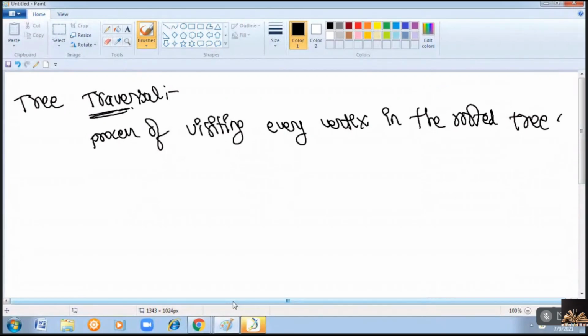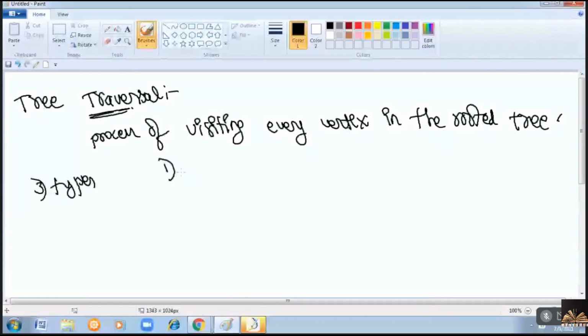You know how many tree traversal techniques we have, right? We have 3 types of tree traversal techniques: pre-order, in order, and post order. Right? These are the 3 traversal techniques.